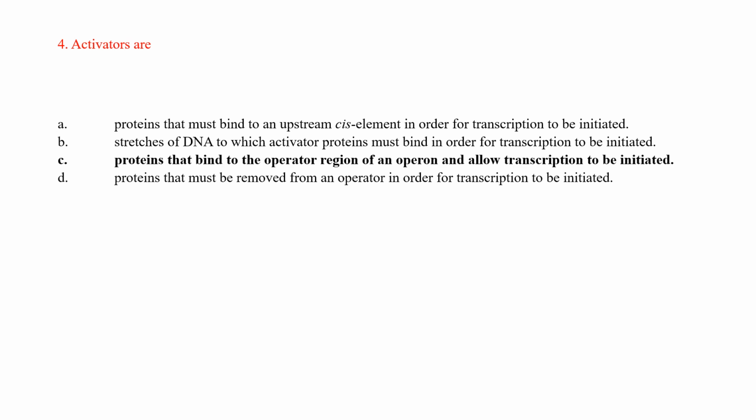The answer is C. Proteins that bind to the operator region of an operon and allow transcription to be initiated are known as activators. Letter A technically is not true because the cis element can be a combination of the promoter, the operator, and also the cap binding site. Collectively, they're known as the cis elements for that particular portion of the DNA strand. B is untrue because it is not a stretch of DNA, it actually is a protein. And letter D's definition is given more so for a repressor, not necessarily an activator.